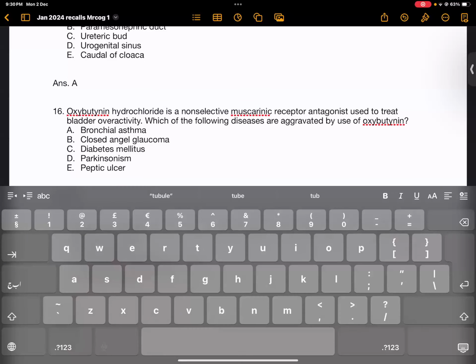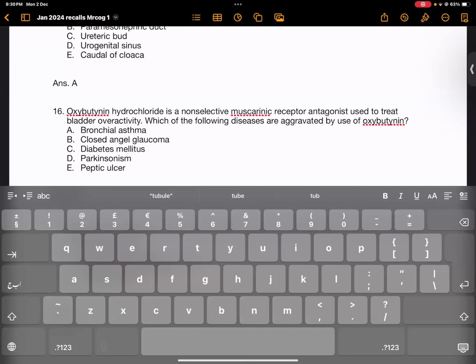Okay, that's great. So oxybutynin hydrochloride, a non-selective muscarinic receptor antagonist, is used to treat bladder overactivity. Which of the following diseases can be aggravated by the use of this antimuscarinic? You must be knowing when these antimuscarinics are contraindicated. So bronchial asthma, closed angle glaucoma, diabetes, Parkinsonism, peptic ulcer. Closed angle glaucoma, I guess, that's great.